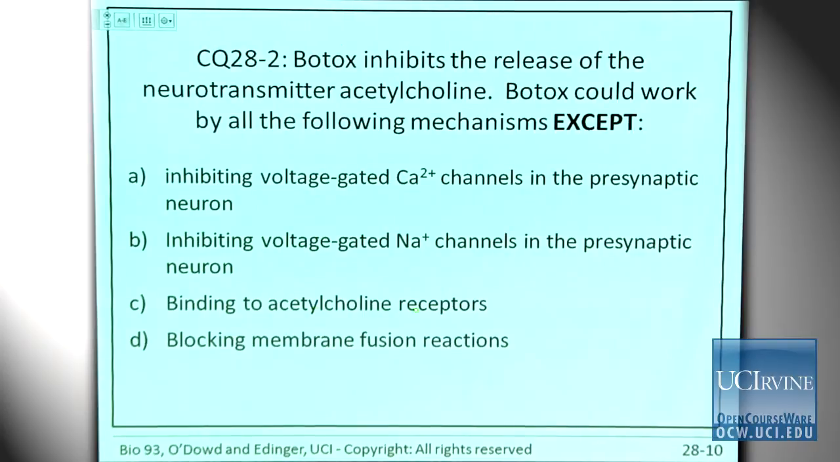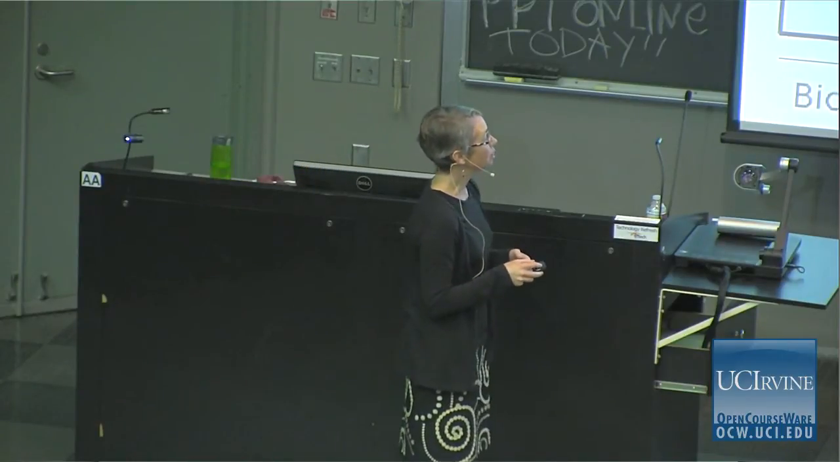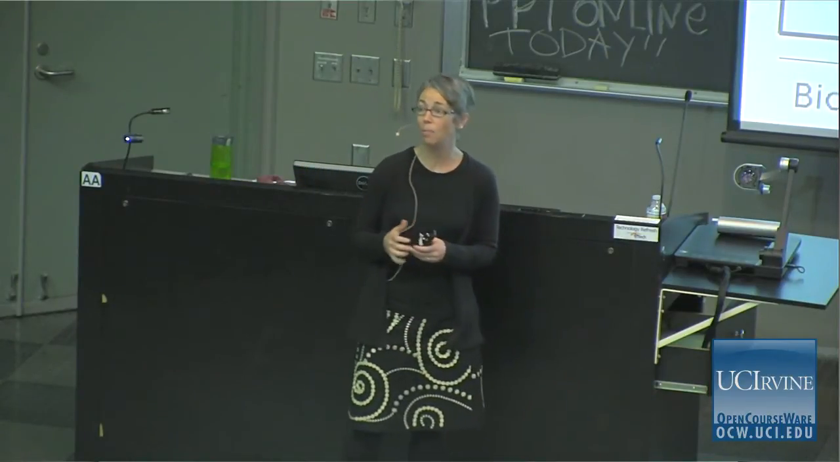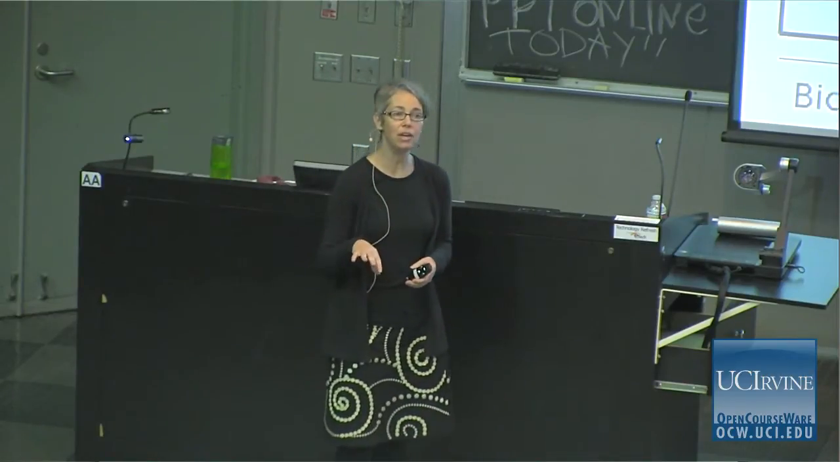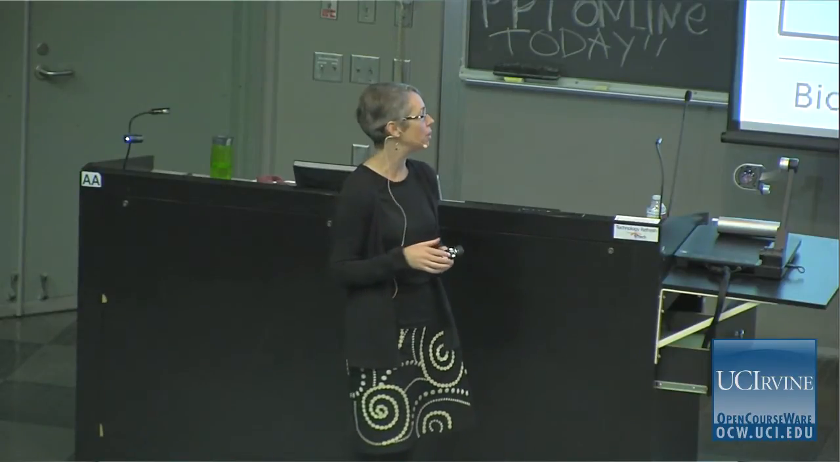Binding to acetylcholine receptors. Where are acetylcholine receptors? Postsynaptic cell. Are they going to interfere with release? No. So this is the correct answer to the question because it could not explain. It is not a way to block acetylcholine release. Blocking membrane fusion proteins is how Botox actually works. So botulinum toxin inactivates a protein that's required for fusion of the synaptic vesicles with the membrane.